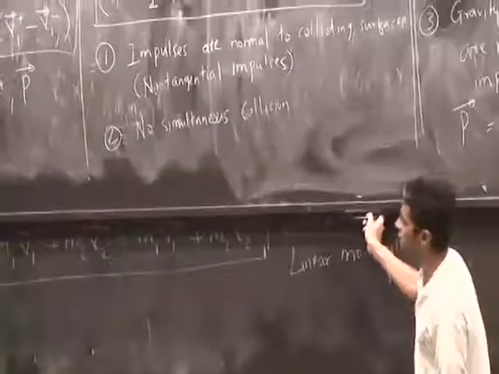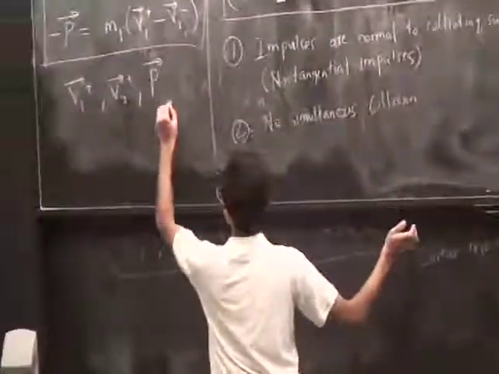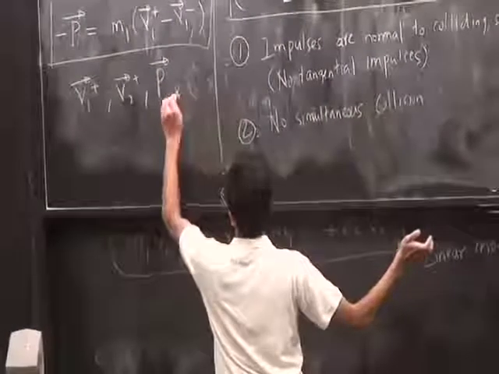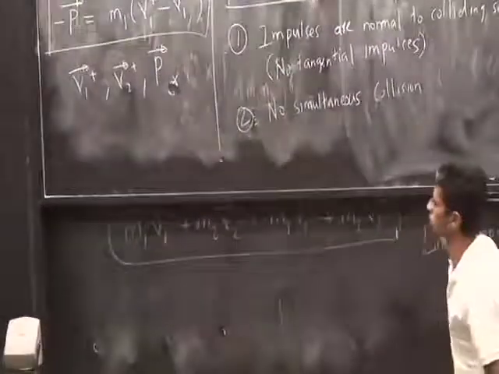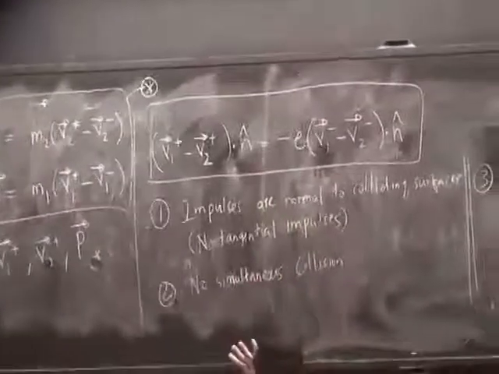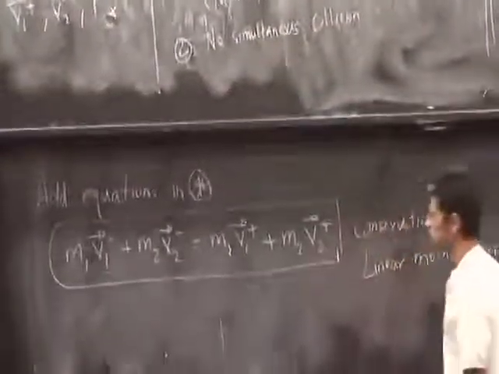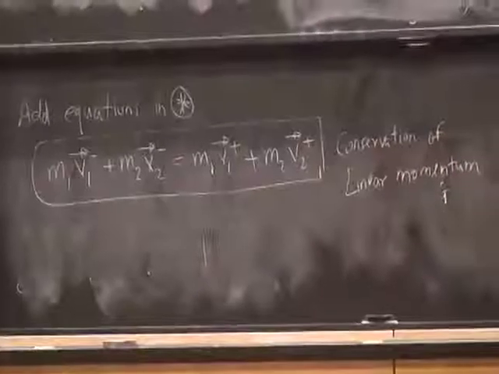Okay, so sometimes what happens is you're not interested in this quantity. You don't want to know what the impulse is. In this case, you can just use this equation, the constitutive law, and conservation of linear momentum to solve the problem.